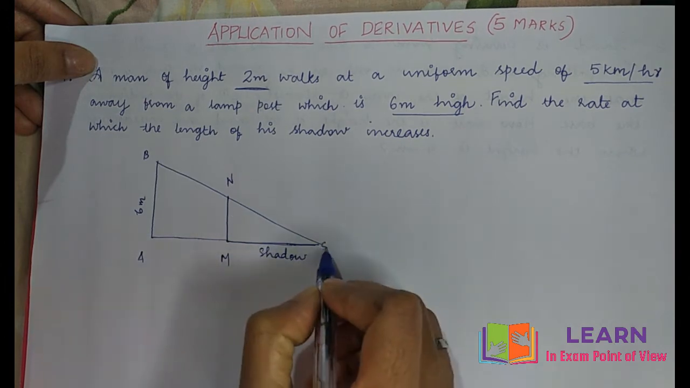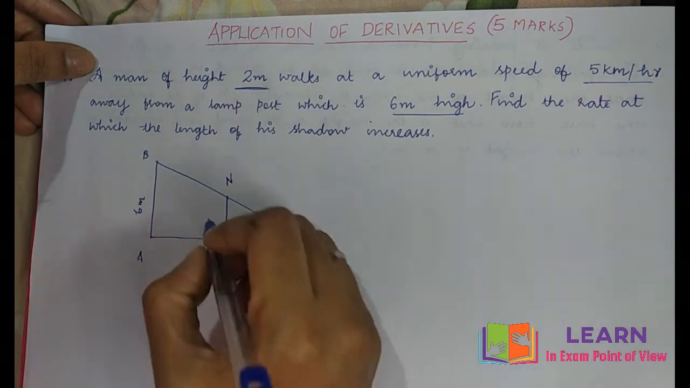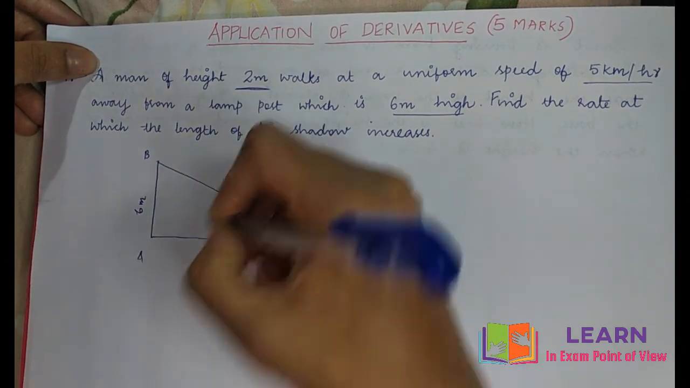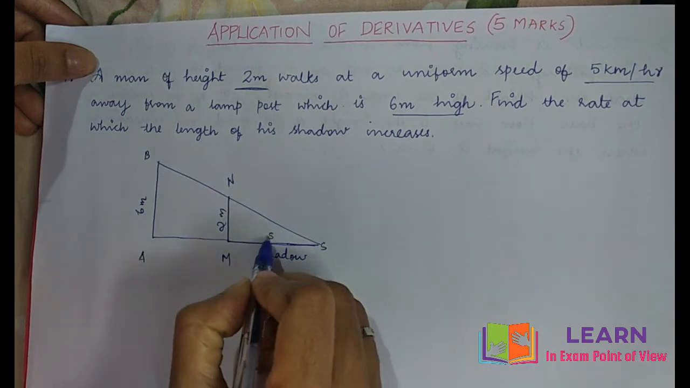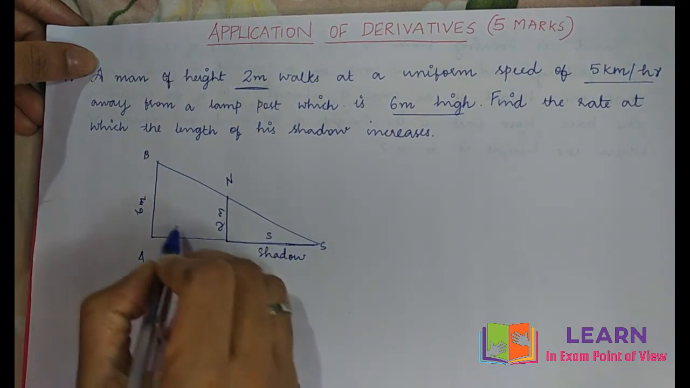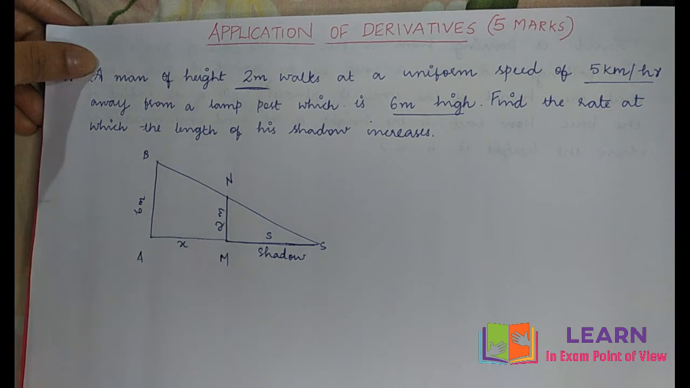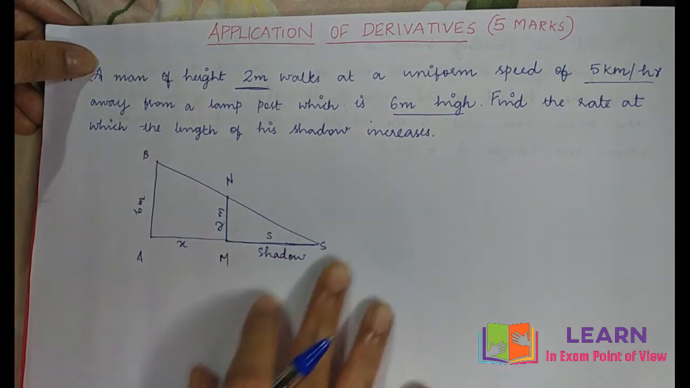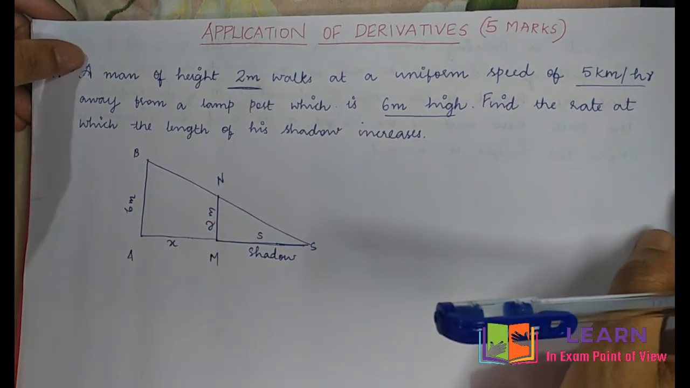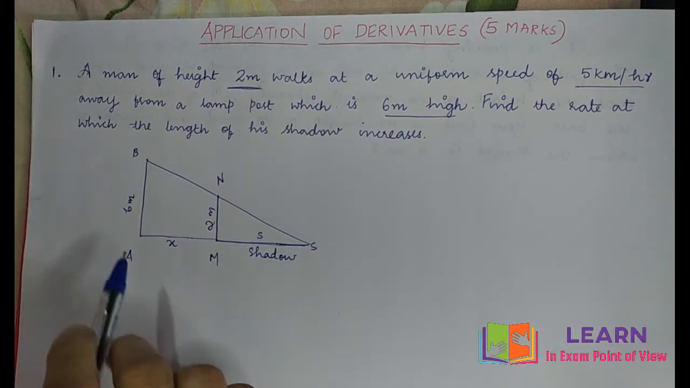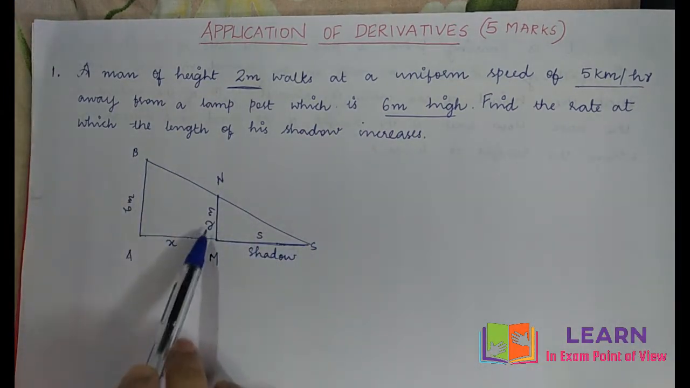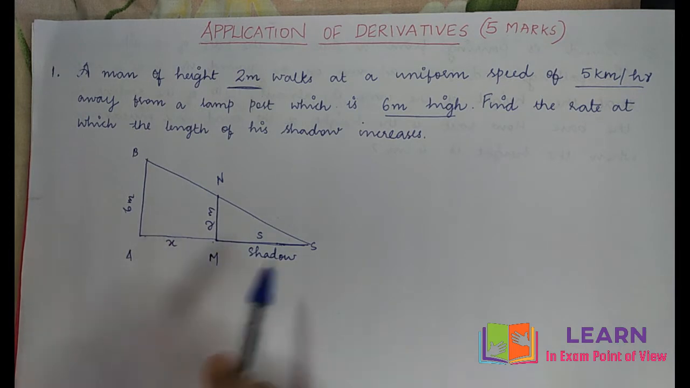You can mark this point as S. This is given as 2 meter, right? Shadow you can mark it as X. This distance we don't know, let it be X. So everything we have marked now. So we can do it more easily. So here these two triangles, this big triangle and the small triangle, they are called similar triangles.